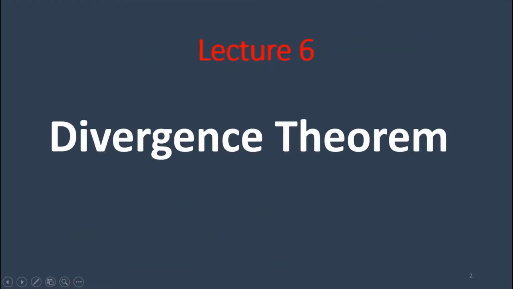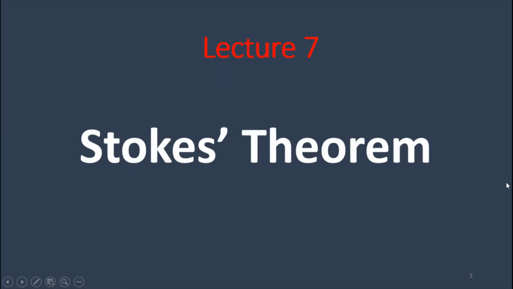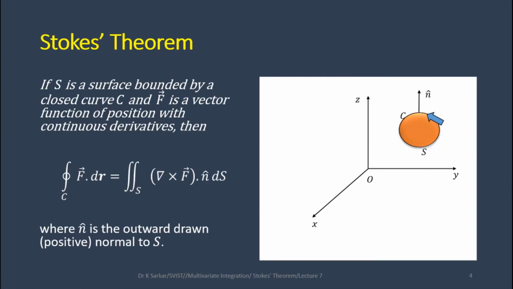In the last lecture, I discussed the divergence theorem. In this lecture, I am going to discuss Stokes theorem. The statement of Stokes theorem is: if S is a surface bounded by a closed curve C and f is a vector function of position with continuous derivatives, then the line integral over C of f dot dr equals the surface integral over S of curl f dot n ds, where n is the unit outward drawn normal to S.